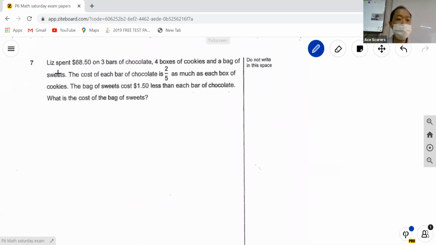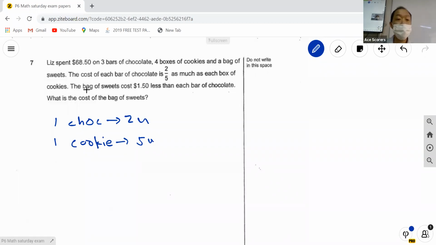Let's see. Lee spent $68.50 on 3 bars of chocolate, 4 boxes of cookies, and a bag of sweets. By the time I look at the second line, I know I have to convert everything to the same kind of stuff. The cost of one chocolate bar is like 2 units, and 2/5 as much as each cookie. So one box of cookies is like 5 units.